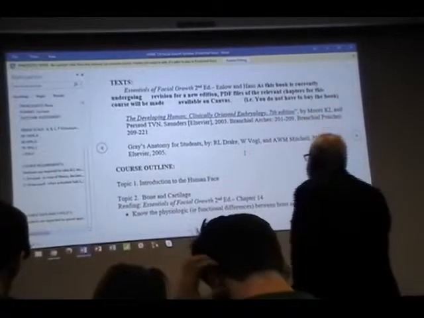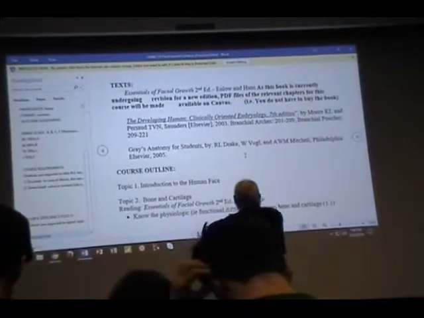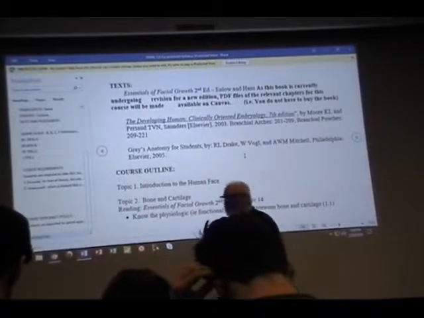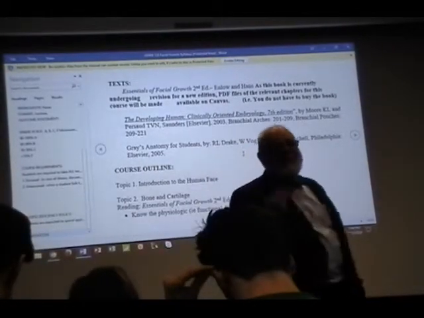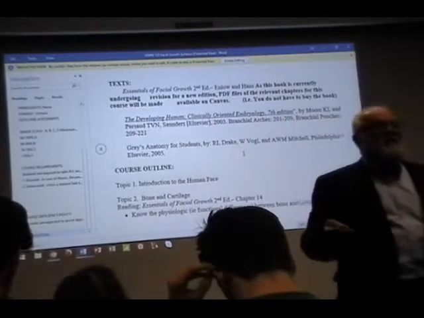The first learning objective is to know the physiologic, i.e. functional differences between bone and cartilage. So a question probably would be, list 3 functional differences between bone and cartilage, right?